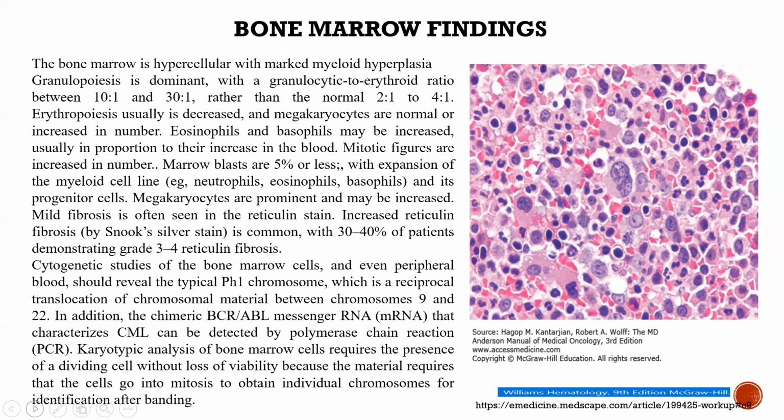Cytogenetic studies of the bone marrow cells and even peripheral blood should reveal the typical Philadelphia chromosome, which is a reciprocal translocation of chromosomal material between chromosome 9 and 22. In addition, chimeric BCR-ABL messenger RNA that characterizes chronic myeloid leukemia can be detected by polymerase chain reaction. Karyotypic analysis of the bone marrow cell requires the presence of dividing cells without loss of viability, because the material requires that the cells go into mitosis to obtain individual chromosomes for identification after banding.